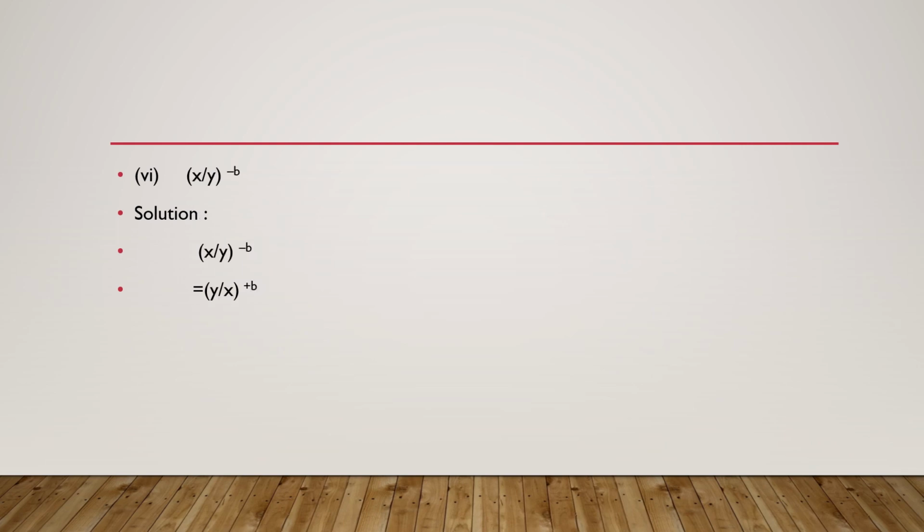Now part number 6 is x by y power minus b. Again the question is to convert the negative exponent into a positive exponent. Simply take the reciprocal of x by y. Now what is the reciprocal of x by y? y by x. Yes, we simply invert the base. We will get y by x and the negative exponent is converted into a positive exponent.